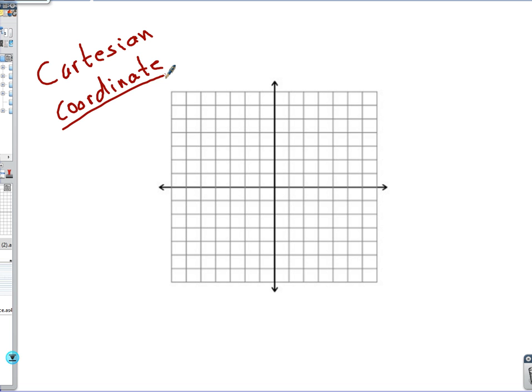And the Cartesian coordinate system is made up first off of two axes. We have what's called the x-axis and the y-axis. The x-axis being a horizontal line, the y-axis being a vertical line. They intersect in what's called the origin.